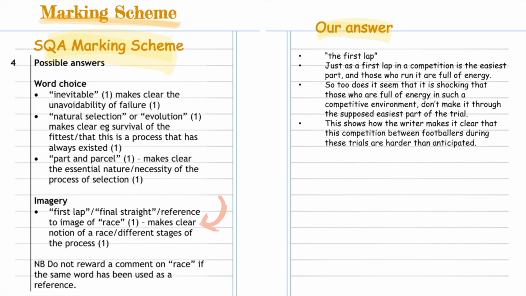We also successfully linked back because we talked about how the competition is harder than anticipated. So we get the mark. We get 1 mark for our quote and we get 1 mark for linking back. So far we have 2 out of 4.